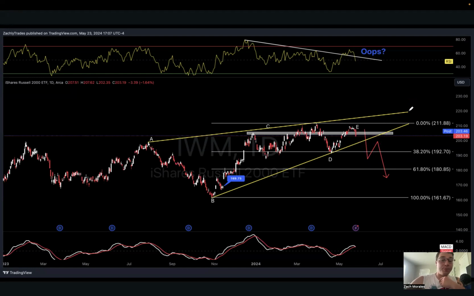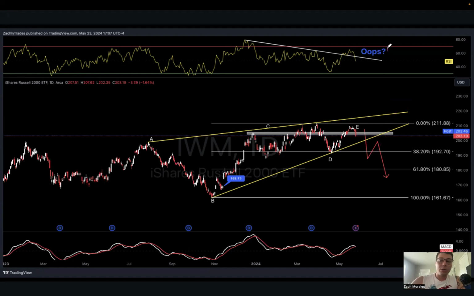Oftentimes in bull markets, you're going to see bearish setups fail. And that would be a really big bear trap if we were to break through this wedge. Everyone will start posting it on social media. And then you see we actually rip to the upside and squeeze out all of those shorts.